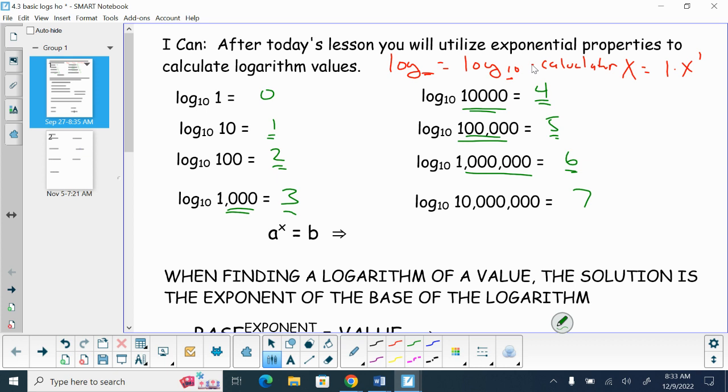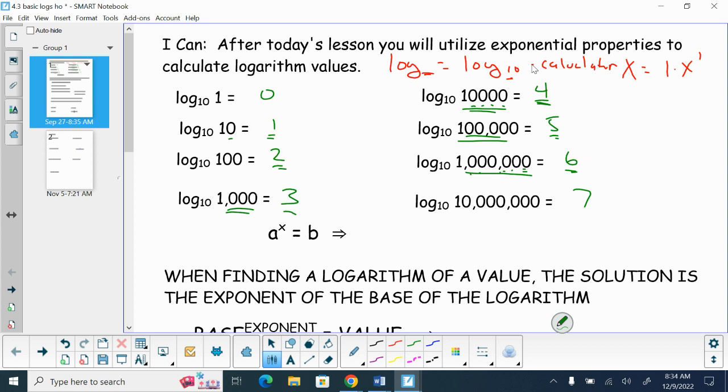Okay, so when I took the log of 10,000, well, 10,000 has 4 zeros. My answer was 4. 1 million, I have 6 zeros here. So that's log of 6. If I took the log of 1, I have 0 zeros there, so I have 0. Here I had 1, 0. Well, let's take a look. How do we get zeros at the end of these numbers?